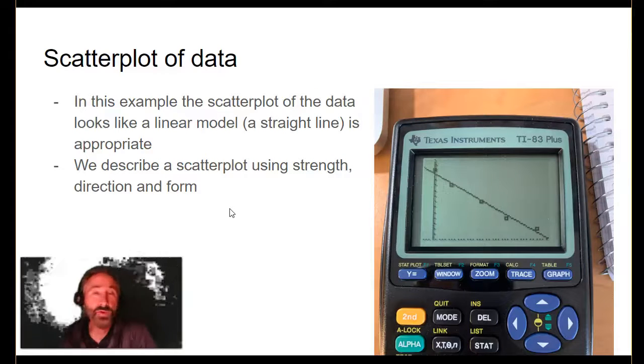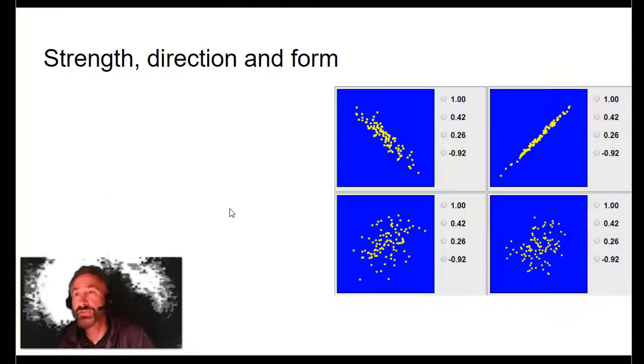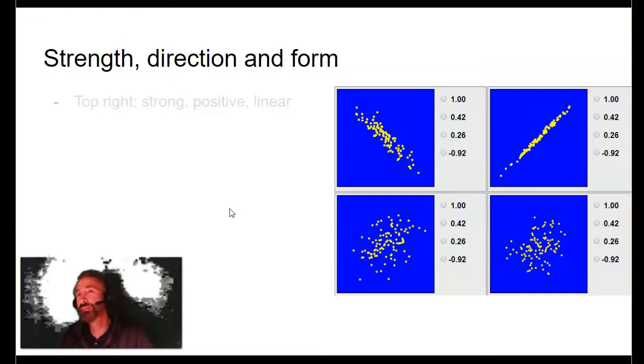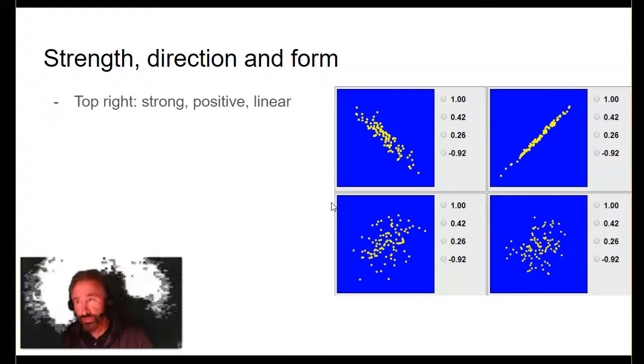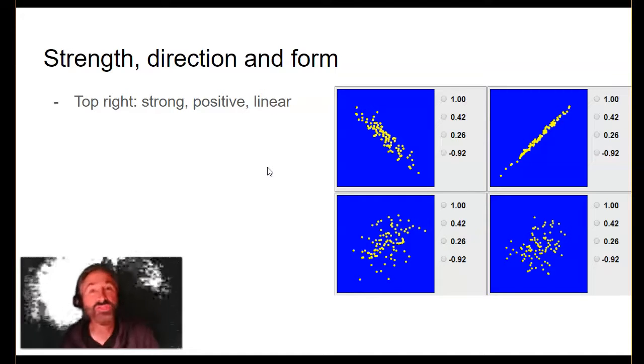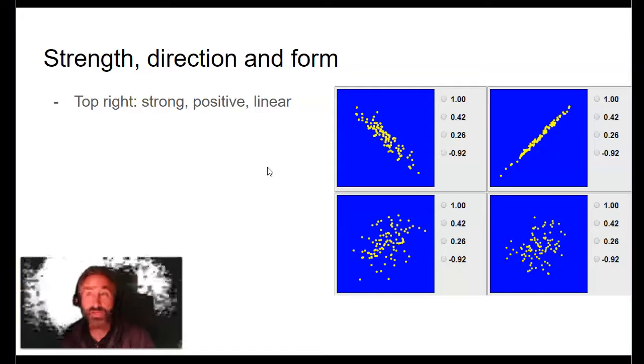And we normally describe a scatter plot using strength, direction, and form. So let's look at some examples and talk about strength, direction, and form. In this grouping of 4 scatter plots, the top right one is the easiest one to identify. It's got a very strong correlation between the x and the y variable. And that is the strength of the relationship. The direction is positive as opposed to negative or none at all, and the form is linear as opposed to curved.